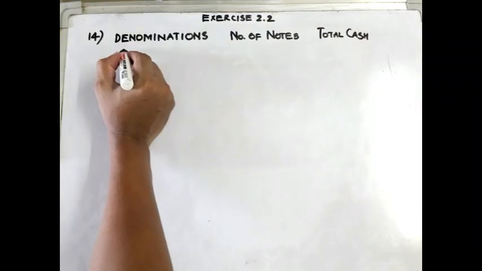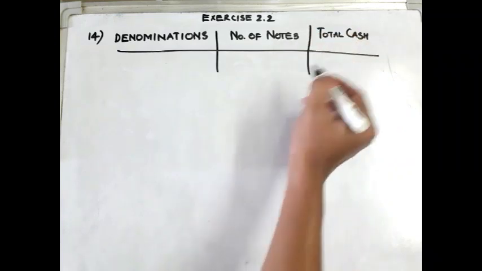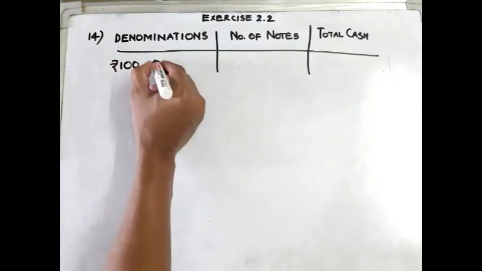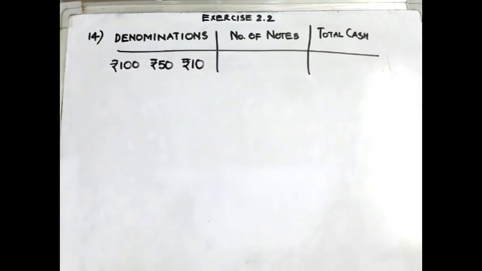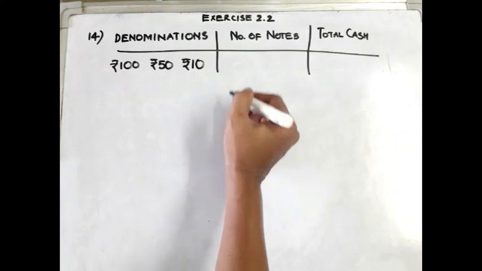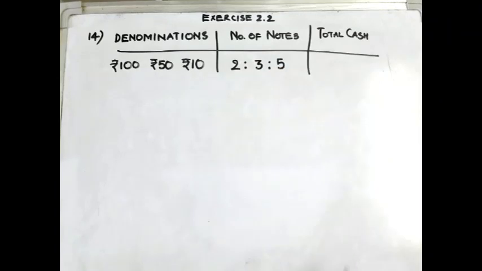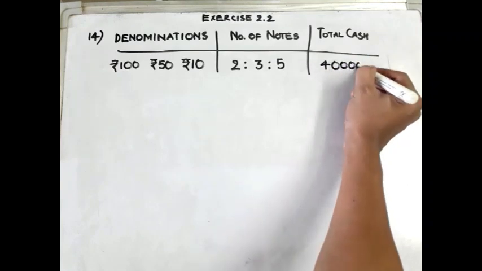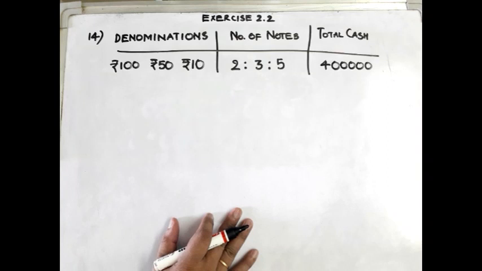Now look. The given denominations are rupees 100, rupees 50, and rupees 10. And the number of notes they gave in the form of a ratio 2 is to 3 is to 5, and the total cash is 4 lakh. You can copy the solution just the way I am doing.